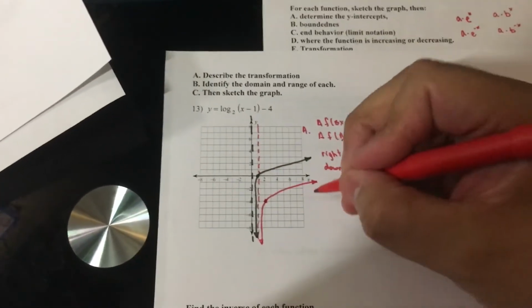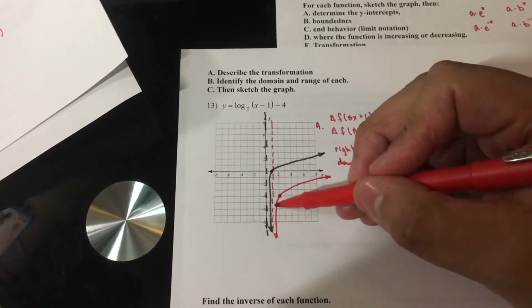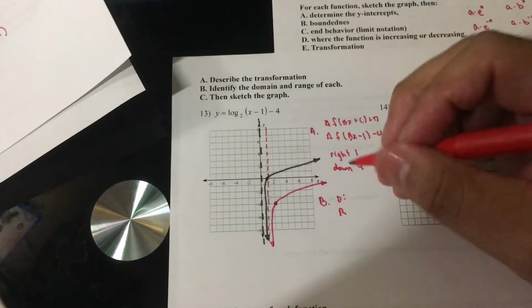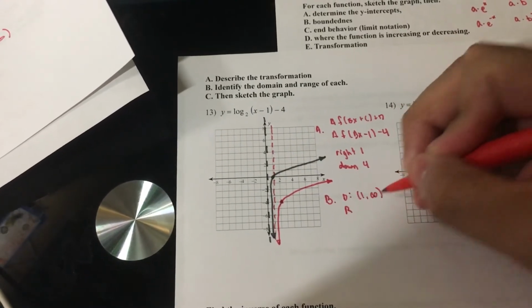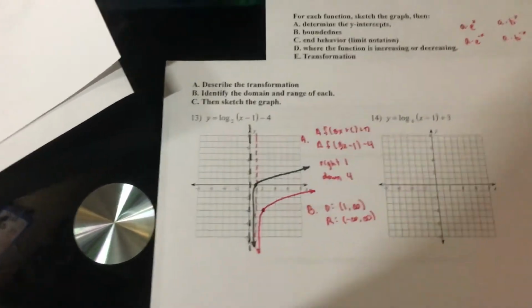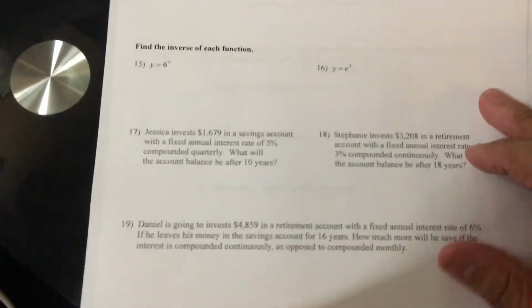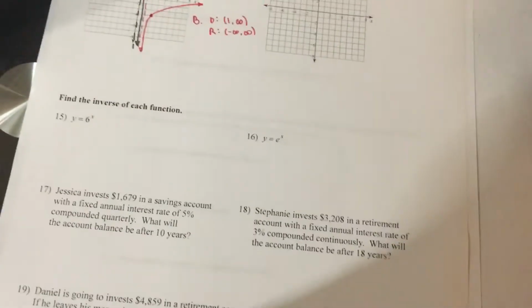And then part B is asking for the range and domain. So domain is now, the smallest x value I can be is 1, so from 1 to infinity, and the range is negative infinity to positive infinity. Again, I use this right here. Okay. Next few problems, guys, they shouldn't take too long to get through.